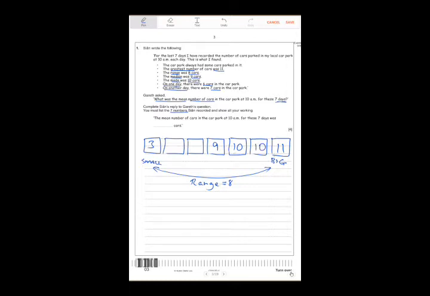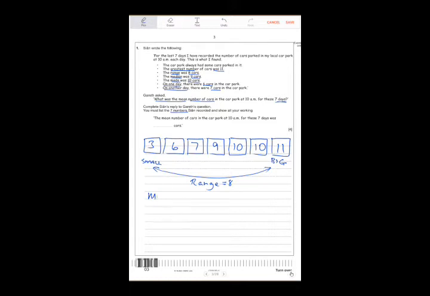So now I've got 2 10s, 1 11, 1 9, 1 3. I've got 2 boxes left. Let's hope there's some more facts. On one day there were 6 cars in the car park, on another day there were 7. Well, if they're going to be in order, there's my 6, there's my 7. So there's my 7 numbers and my 7 data values from the observation of cars in the car park. Now I can work out the mean.